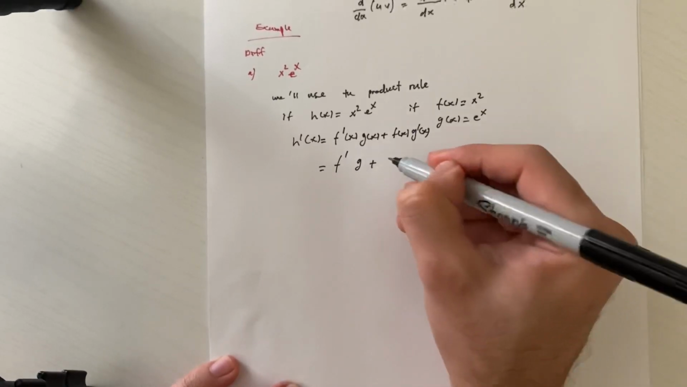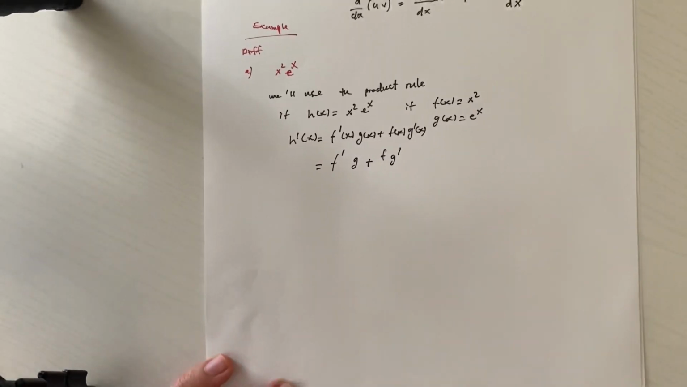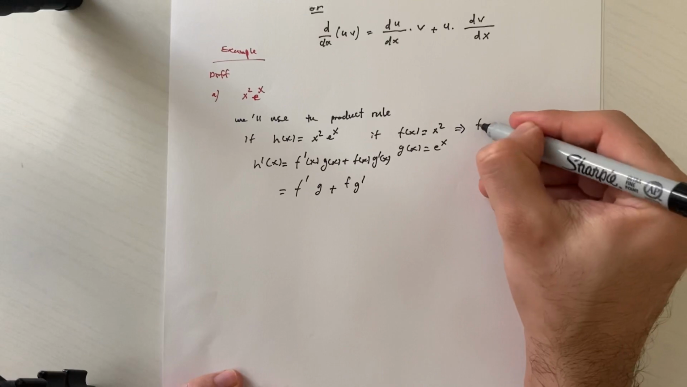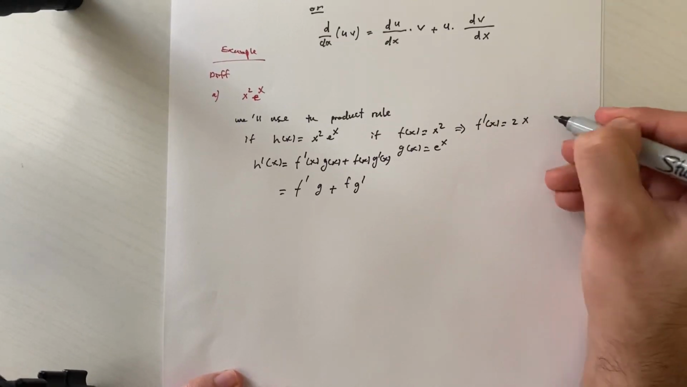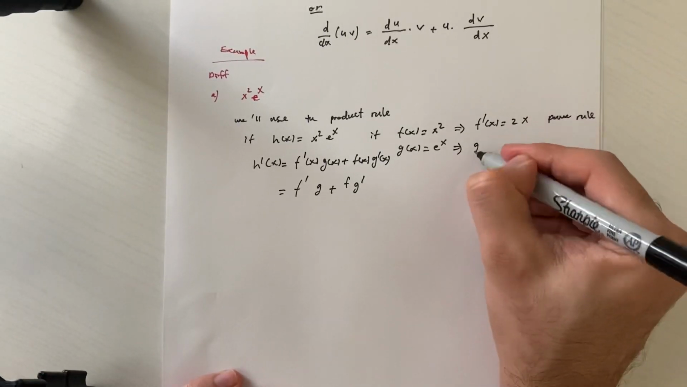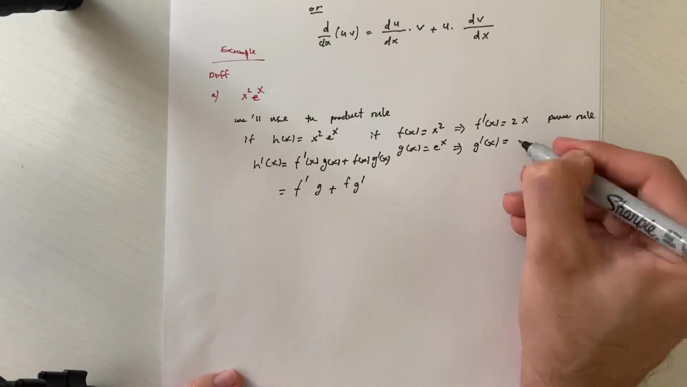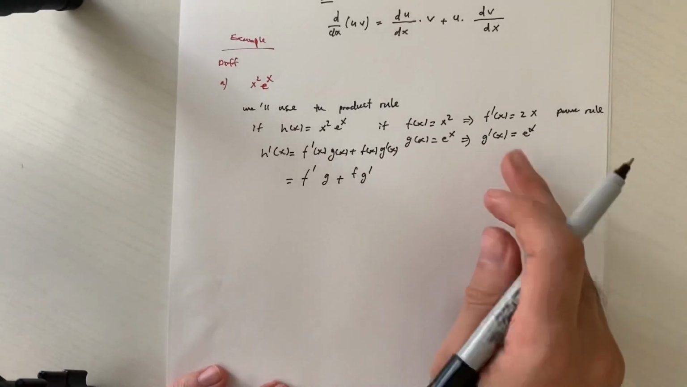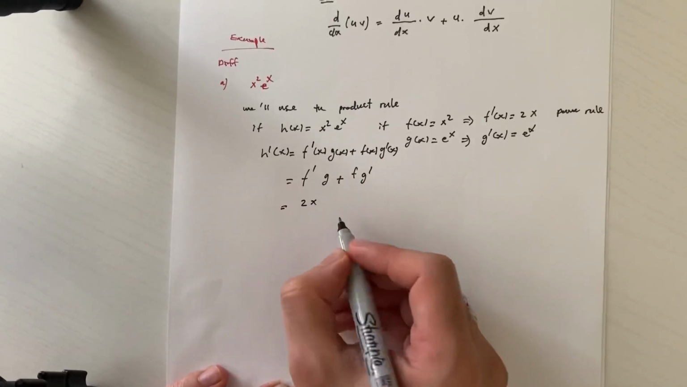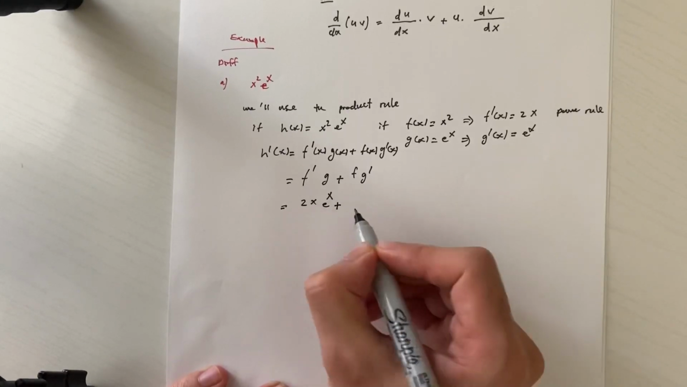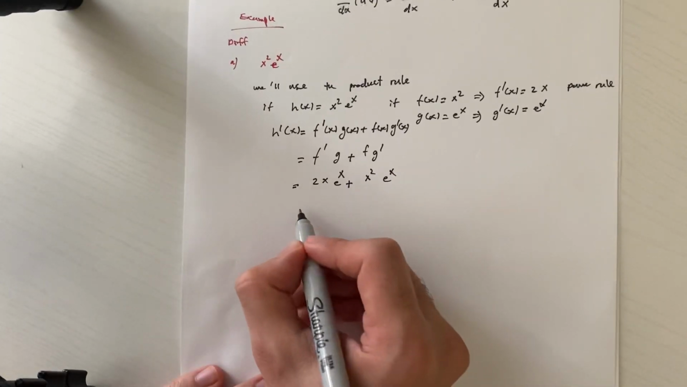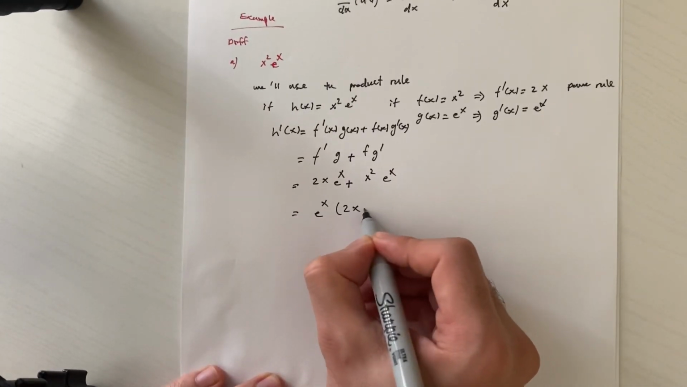We just plug these in, and we don't write f of x, we write just f, as a shorthand. So we take first the derivative of the first function, which is going to be 2x using the power rule, and then the derivative of the second function will be the same, e to the x. Now we apply the product rule. So we take f prime multiplied by g, and then the function f multiplied by the derivative of g. And now we just factor e to the x.